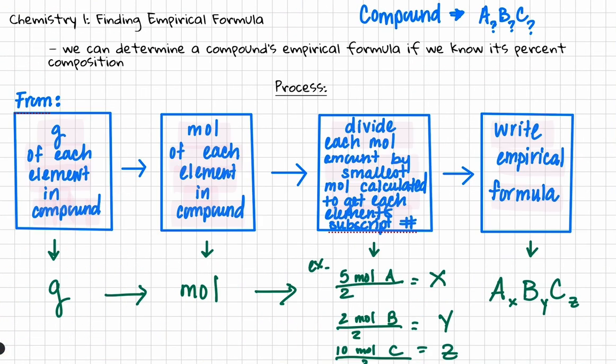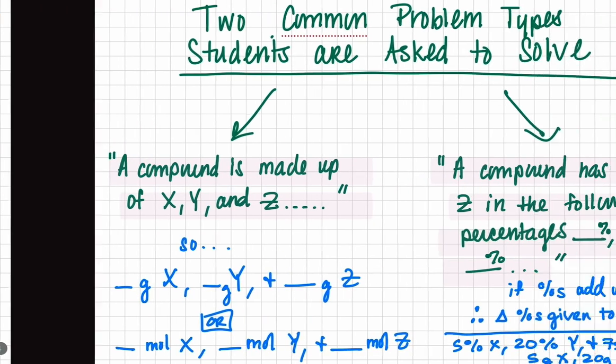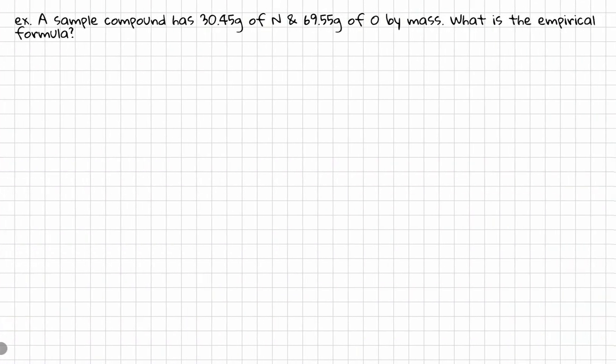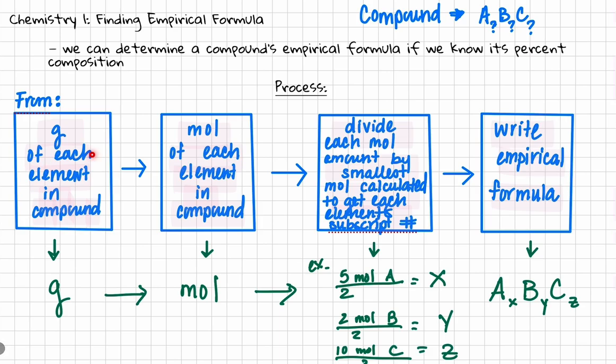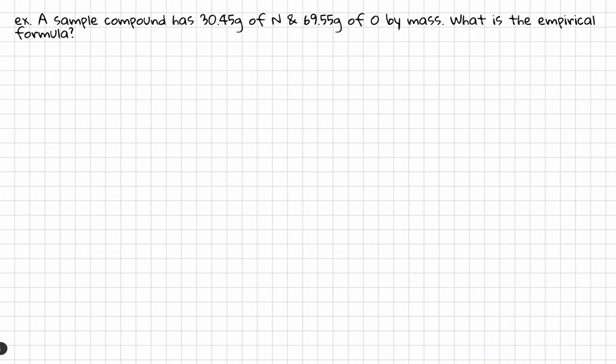So we're starting with grams here. And if we look at our little scheme that I made up, if you start with grams of each element in the compound, you go from gram to mole of each element in the compound. So we're looking at this part because we started at grams. We're not starting at moles. It doesn't say we have 30.45 moles and almost 70 moles. It's gram and gram. So we're going from gram to mole. So let's start here. I might make it a little bit smaller because I think I need space.